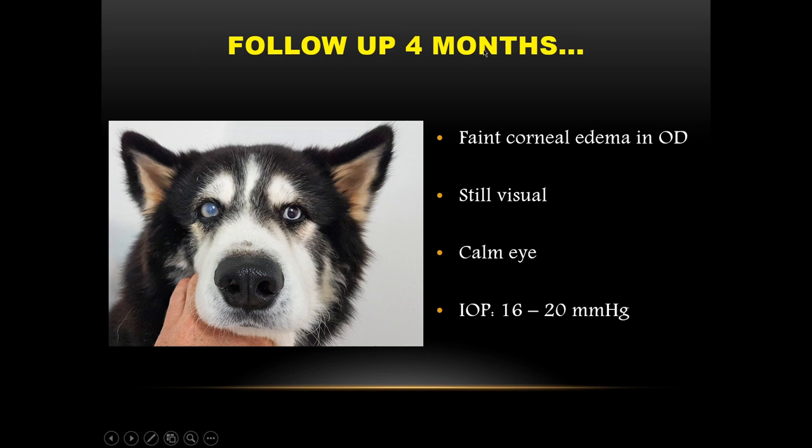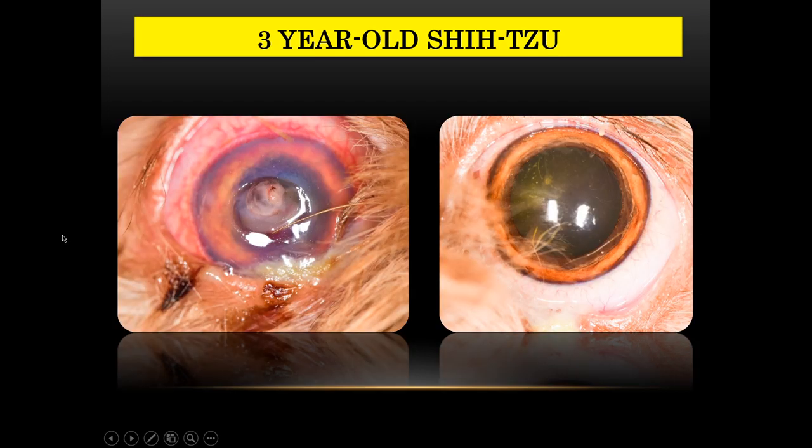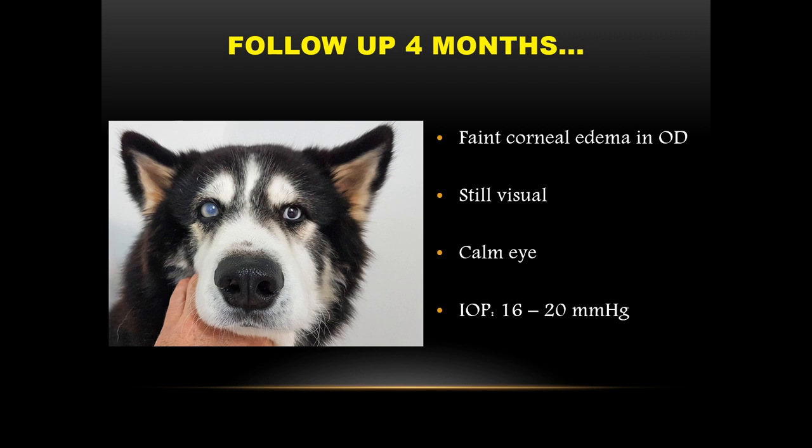So this is follow-up at 4 months. We have a faint corneal edema on the right eye. The eye is still visual, the eye is calm, and intraocular pressure is 16 to 20 millimeters of mercury. So, any question about this case?